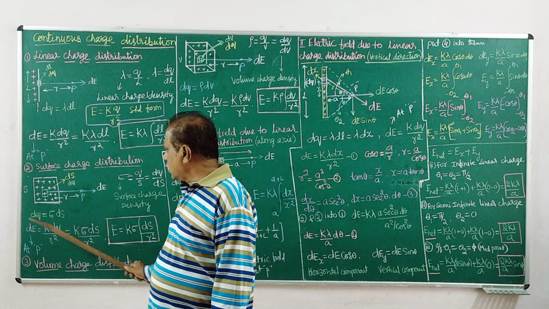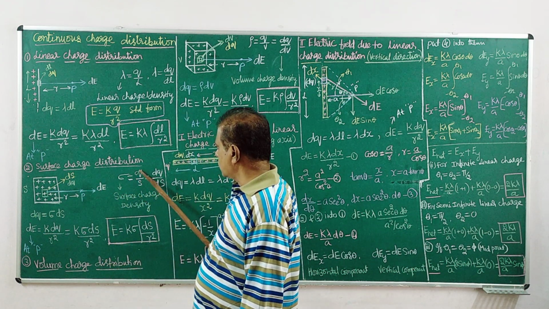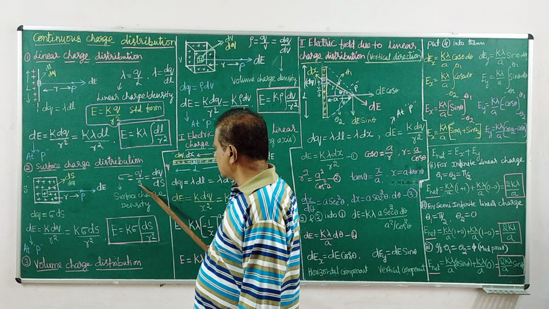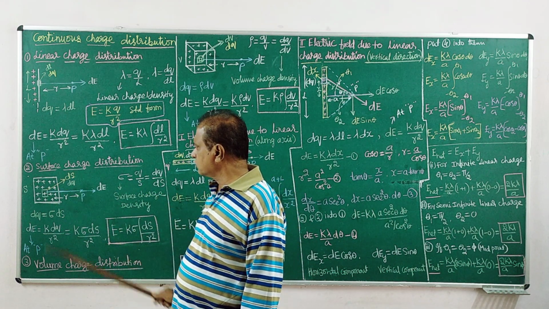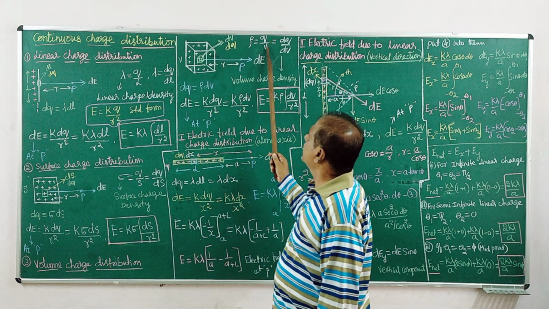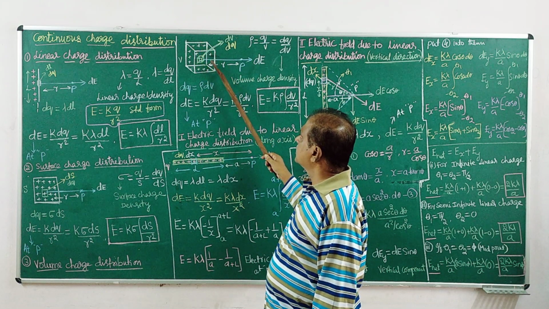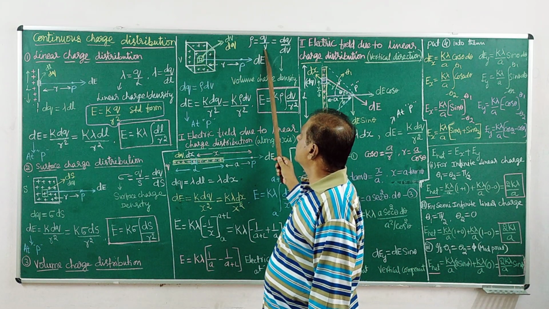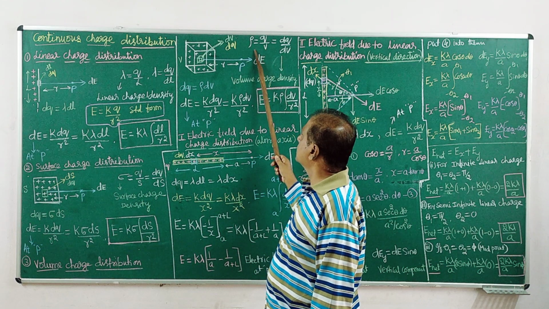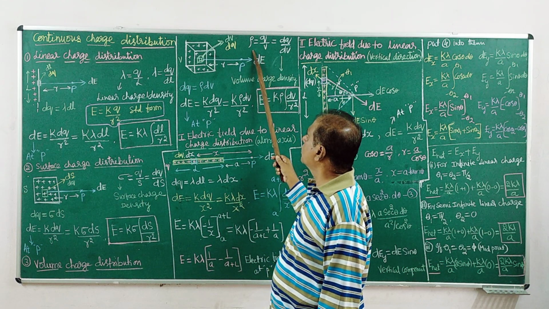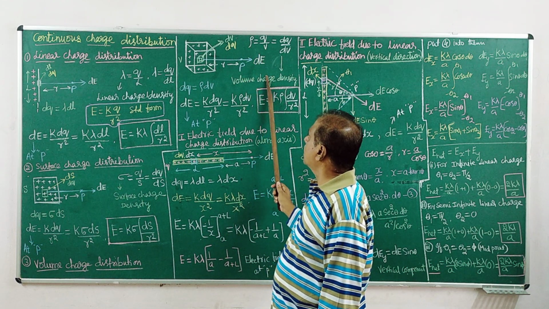In this area, how many charges are present? Total number of charges divided by the total surface area. And this Q by V is how many charges are present in this volume V. It is called charge density rho. It is volume charge density.